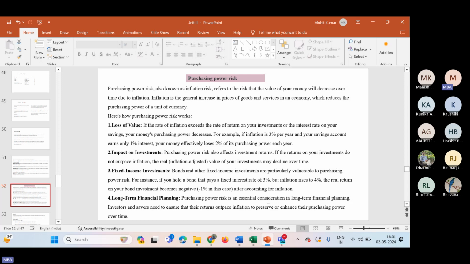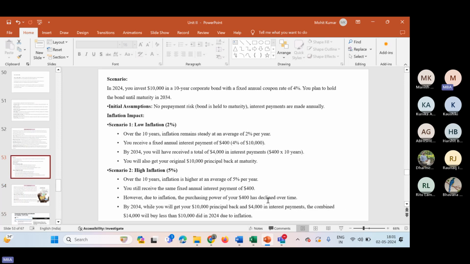Finally, it also affects your long-term financial planning. For example, if you are planning for the long term, investors and savers need to ensure that returns actually cross the inflation to preserve or enhance their purchasing power over time. That was about purchasing power risk.